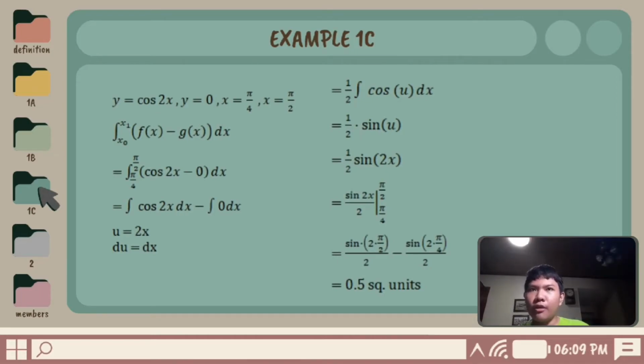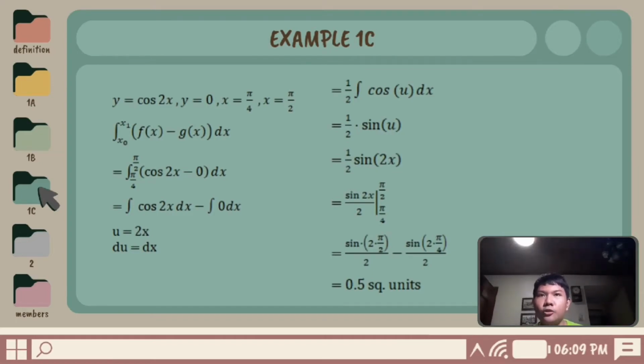So the first thing to remember here is that this example involves a vertical strip of a parabola. So by fixing the values, we can have it as the integral of the absolute value of f of x minus g of x times dx between x sub 0 to x sub 1. So by substituting the values, we will have the integral of the absolute value of cosine 2x minus 0 times dx between pi over 4 to pi over 2.